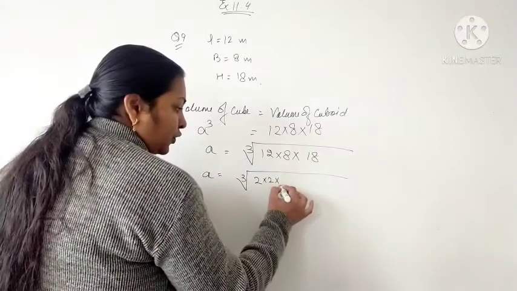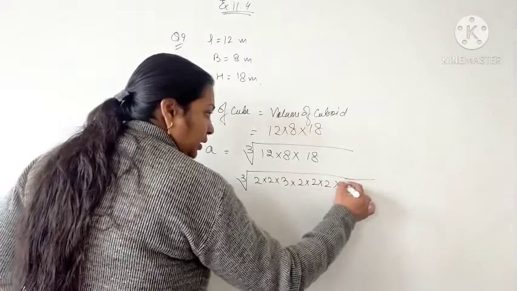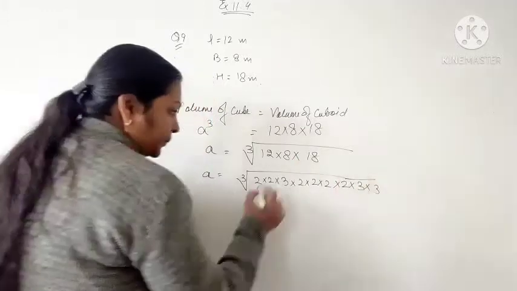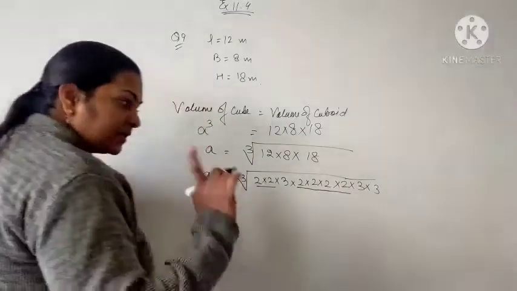12 is 2 to the 4, 4 3 the 12, 8 is 2 to the 4, 4 to the 8, and 18 is 2 into 3 into 3. Now you can see, 4, 5, 6. There are 6 twos.